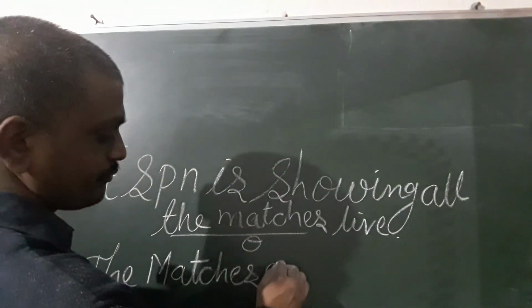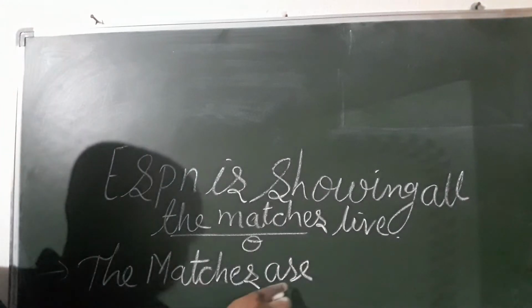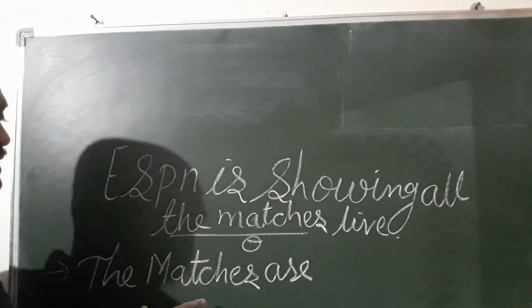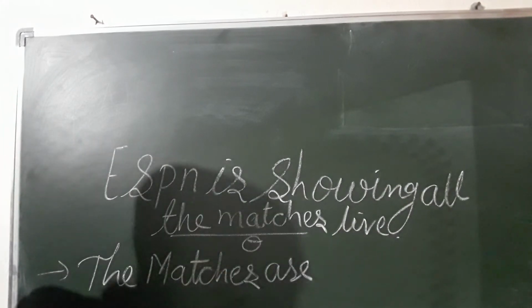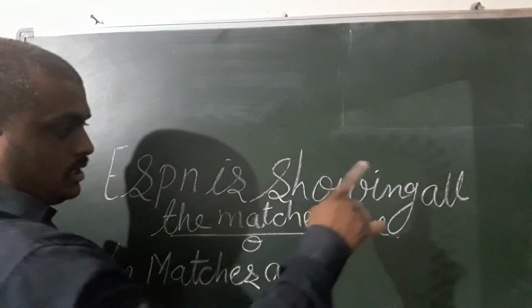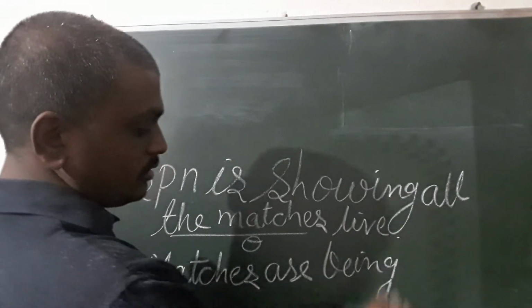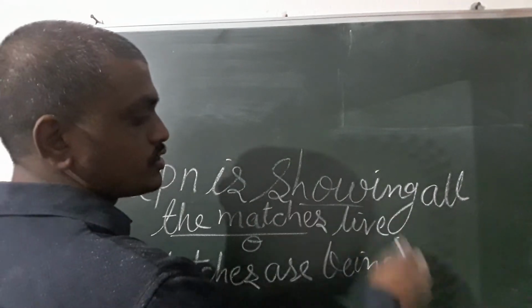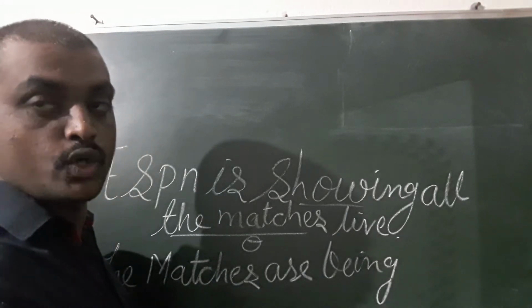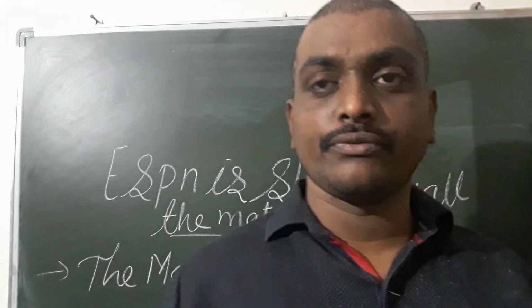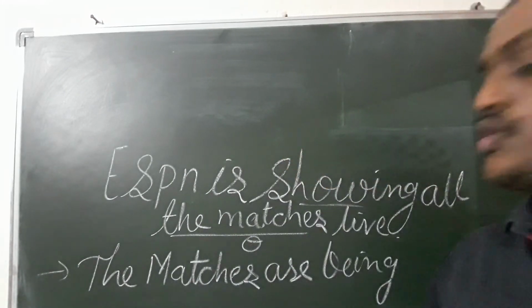The matches are. Since this is a plural form, we have taken the are. If it is a singular form, we have to use the is, and if it is the first person, we can use the am. So matches are, the plural form, we have used the are. Matches are. This ing form we have to change into being. Matches are being. Show changes into shown, or showed. Two forms we can use in the form of past participle of show.